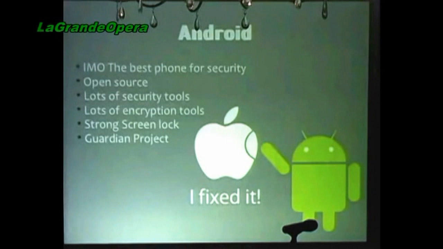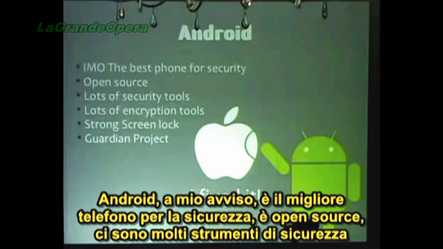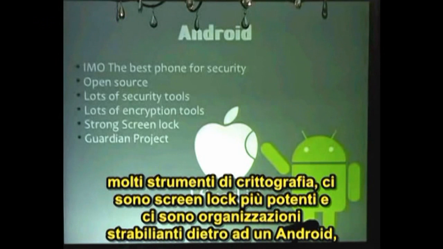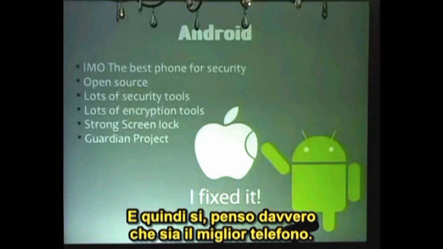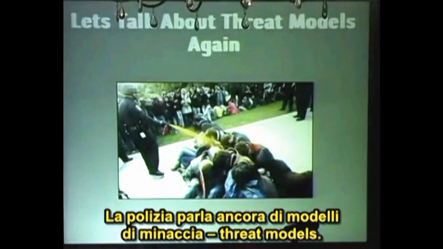Android, in my opinion, is the best phone for security. It's open source. There's lots of security tools, lots of encryption tools. There's strong screen locks. And there are amazing organizations behind Android, like the Guardian Project and formerly WhisperSys. So yeah, I really think it's the best phone. But let's talk about threat models again.